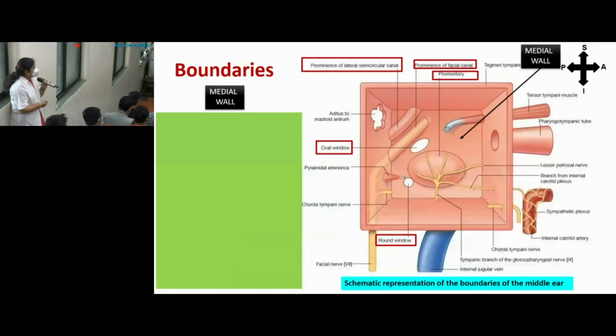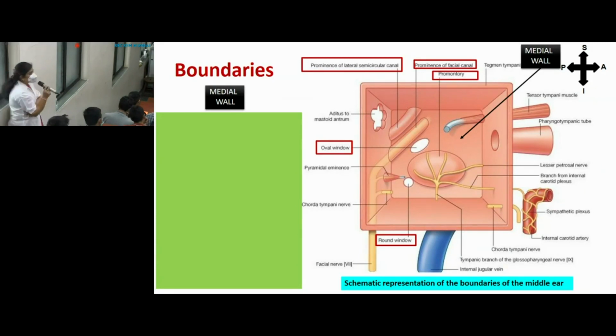Now what about the medial wall of the middle ear cavity or tympanic cavity? So what you can see in this book picture, can you see the rounded elevation? So this rounded elevation is produced by the basal turn of the cochlea, part of the internal ear. Okay. It is called the promontory.